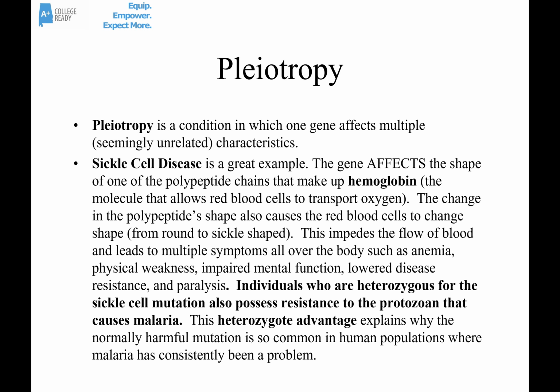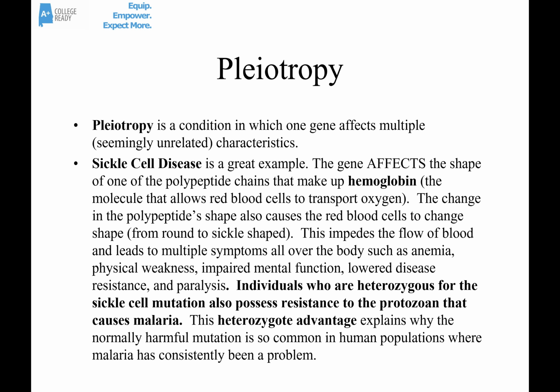This impedes the flow of blood and leads to symptoms all over the body, symptoms ranging from anemia to physical weakness, to impaired mental function, to lowered disease resistance, and even ultimately to paralysis. Now, something really interesting about sickle cell disease is individuals who are heterozygous for the sickle cell mutation get resistance to the protozoan that causes malaria. Now, this doesn't mean they're immune to malaria. They might still get it, but if they do, they're more likely to get over it and survive it. This is called a heterozygote advantage.